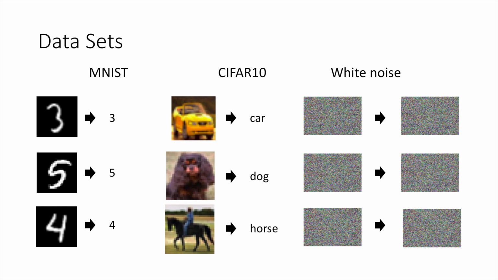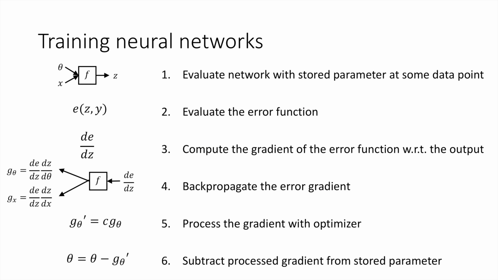We consider three datasets in this talk. The MNIST dataset, where images of digits are mapped to digit labels, CIFAR10, where images corresponding to 10 object categories are mapped to category labels, and white noise, where randomly generated white noise images are mapped to randomly generated white noise labels. We will train our neural networks using the simplest and most popular formalism.